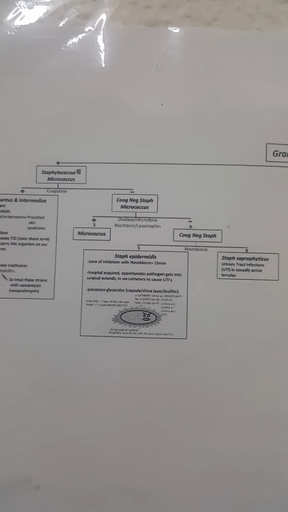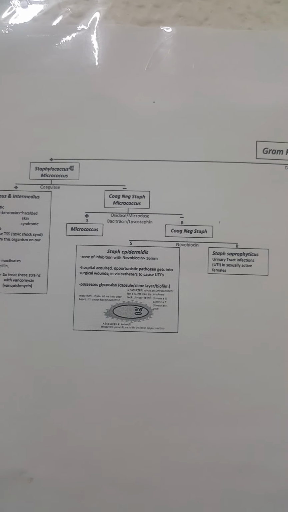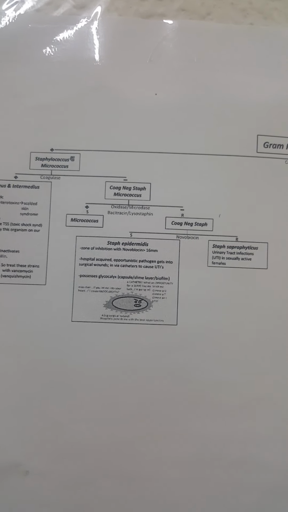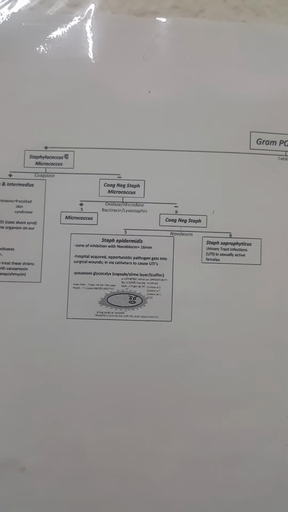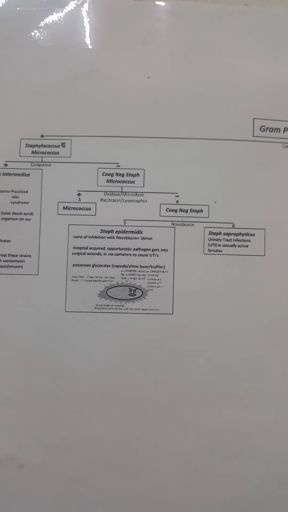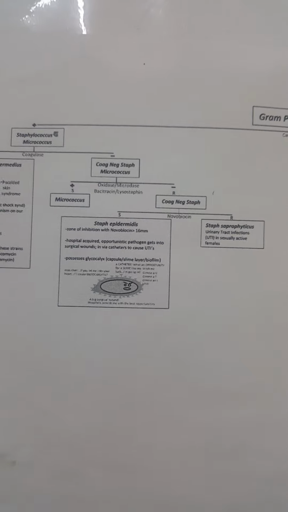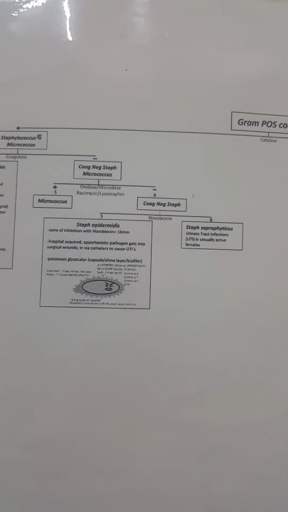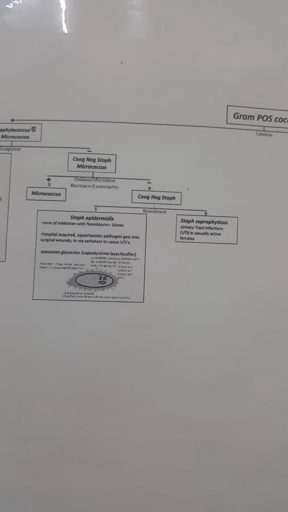Another thing is the hospital acquired opportunistic pathogen that gets into surgical wounds and catheters to cause UTI, possesses the glycocalyx, capsule, slime layer, and is a biofilm producer: Staph epidermidis, which is normally found on the skin as normal flora. And novobiocin resistant is Staphylococcus saprophyticus, which causes urinary tract infection, UTI, in sexually active females.